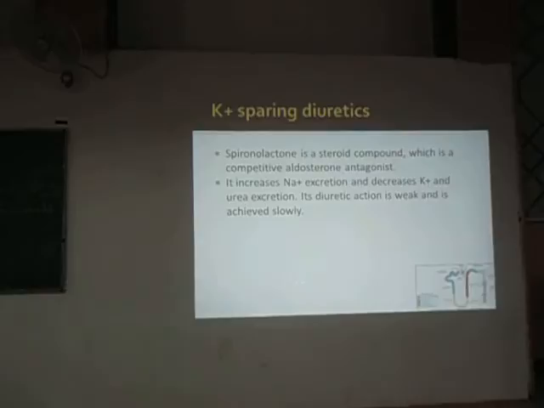The next group of drugs are the potassium-sparing diuretics. We have two groups of drugs. One is the aldosterone antagonists, and the other is the drugs which can directly act on the epithelial sodium channels. Spironolactone is a steroid compound which can competitively antagonize the action of the aldosterone receptors.